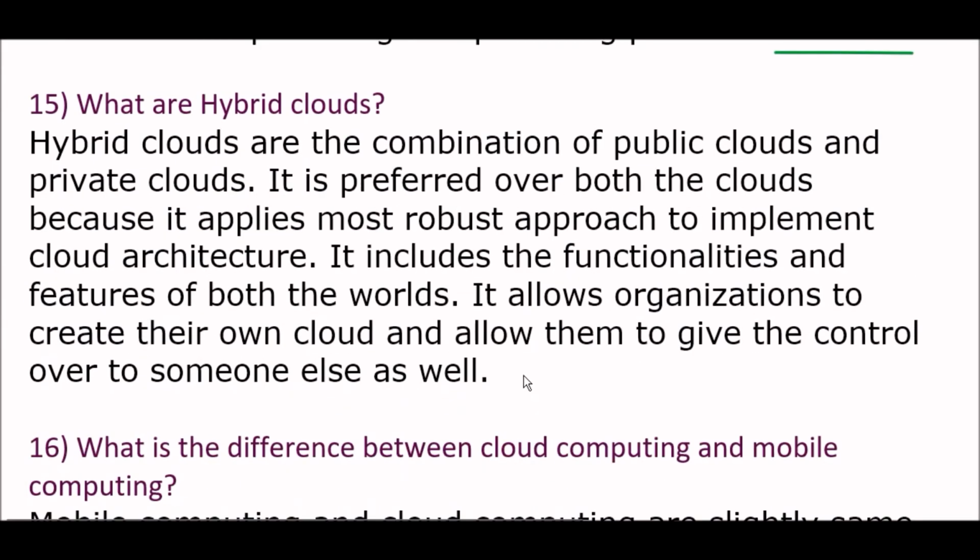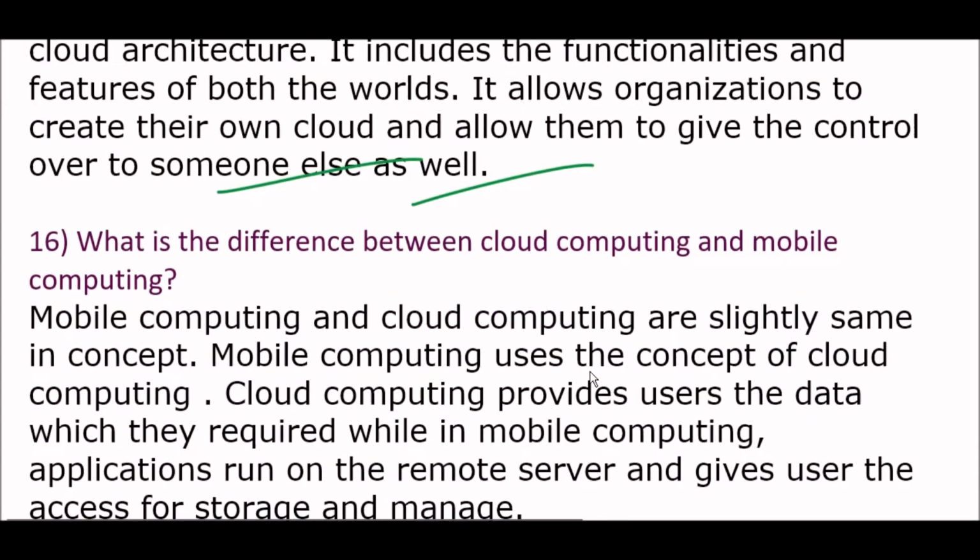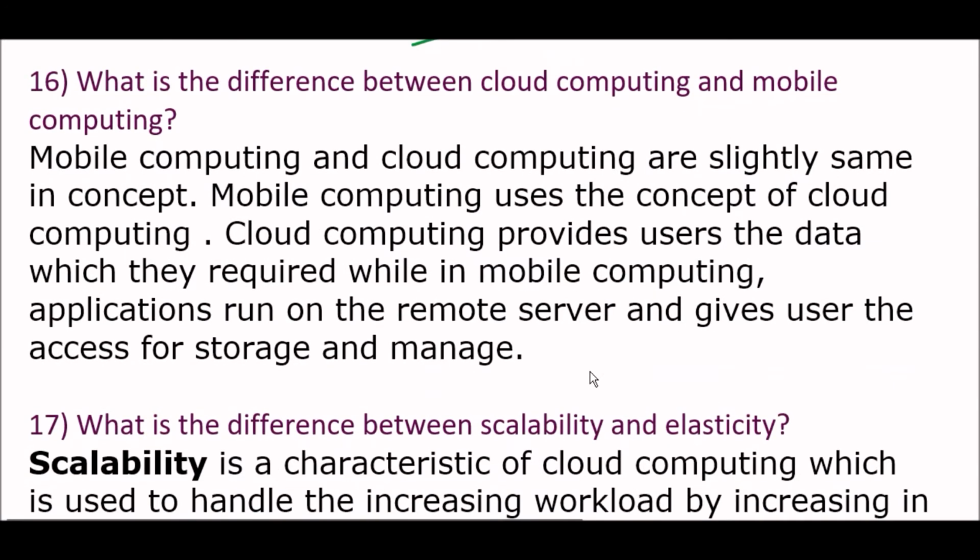Next question. What are hybrid clouds? This is a very important question and the answer is hybrid clouds are the combination of public clouds and private clouds. It's preferred over both the clouds because it applies the most robust approach to implement cloud architecture. It includes the functionalities and features of both worlds. It allows organizations to create their own cloud and allow them to give the control to someone else as well.